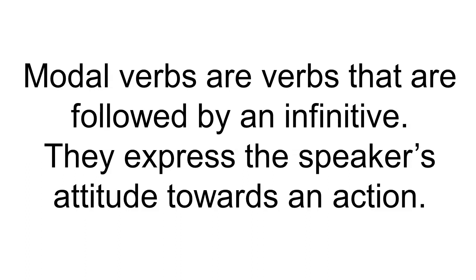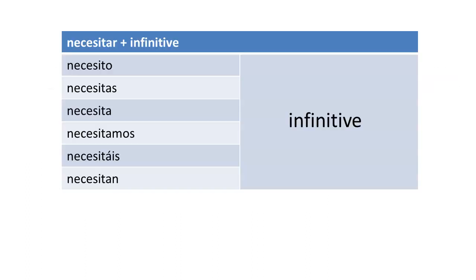Modal verbs, if you look up the definition, are verbs that are followed by an infinitive. So you have this structure where you have a verb that's conjugated, and then it is followed by an infinitive, and that would be a modal verb. The other part of the definition that you usually find is that modal verbs express the speaker's attitude towards an action. As we look at some examples, that'll probably make more sense. Let's go ahead and get started with our first modal verb here.